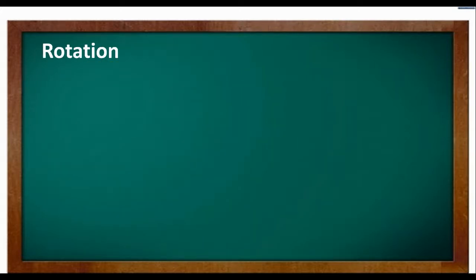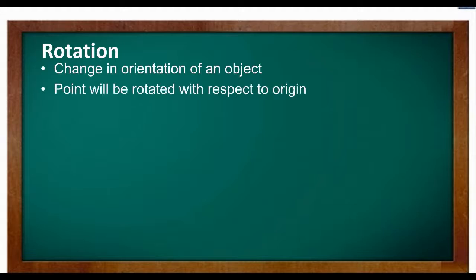The last, the third transformation, we call it as rotation. We can define rotation as change in orientation of an object. The point will be rotated with respect to origin always, so that we have to keep in mind. If this is your graph and this is your origin 0 comma 0, there is a point P of x comma y, which is at a distance x from the origin in x-axis, and vertically it is at a distance y.